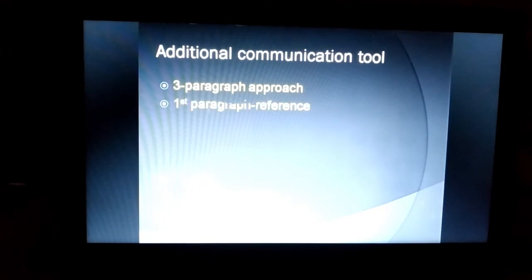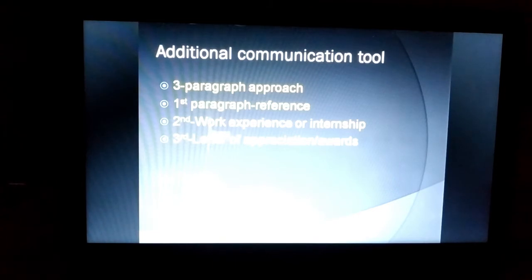The first paragraph is more or less the reference: where you have come to know about this job from. So we need to mention that reference in the first paragraph. The second paragraph would have the experience or the internship that we have gone through. And the third paragraph will be a letter of appreciation or an award, if you have one. If you have worked as an intern with an organization and have done well, please take that appreciation letter or award, in case you have earned one doing that internship or that particular course, and mention it in the third paragraph.